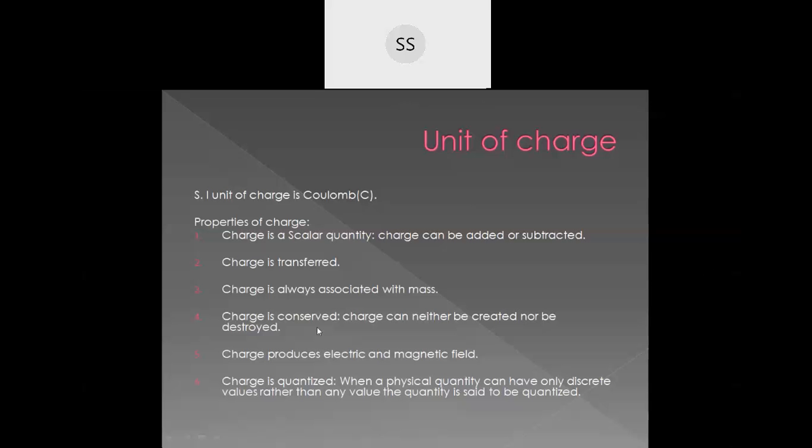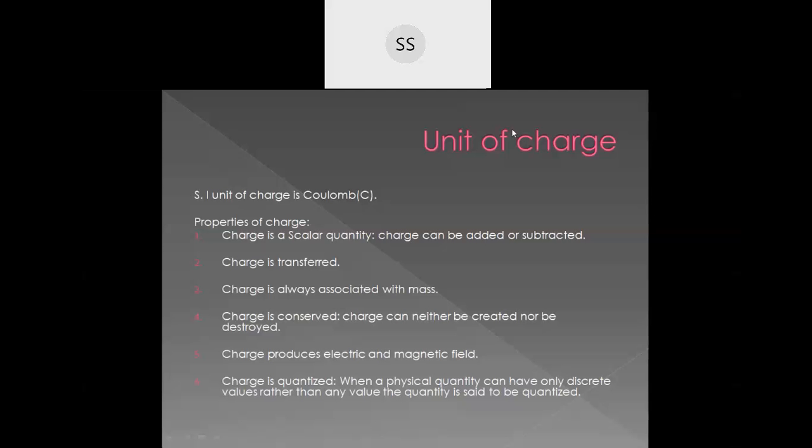Next, charge is always associated with mass. Though charge is a very small quantity, still it has some mass. Charge is always associated with some mass. The mass may be very small or negligible, but it has some mass. The charges cannot be seen by naked eyes, right? They can only be seen by high resolution microscopes, electron microscopes, but still it has some mass. The mass is really small, but all charge is always associated with some mass.